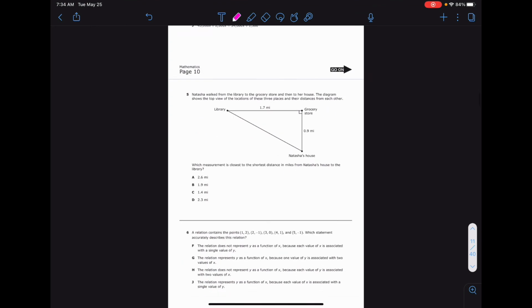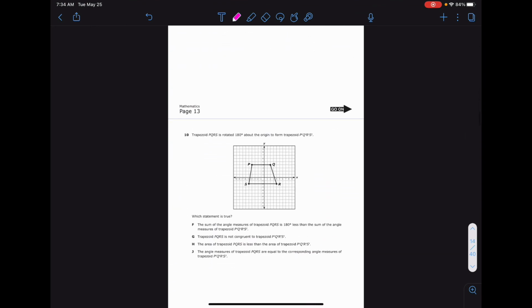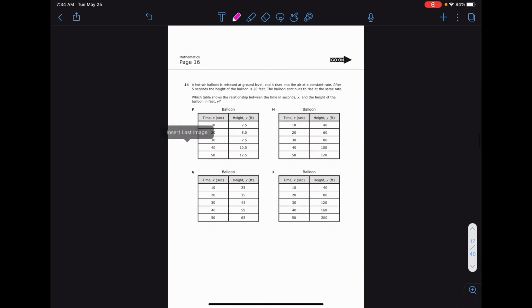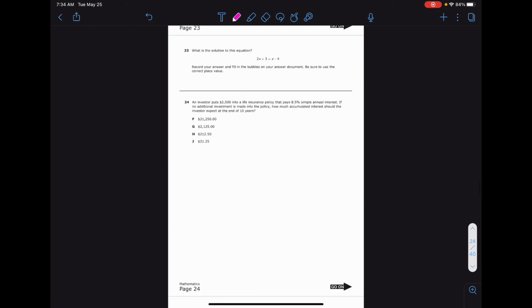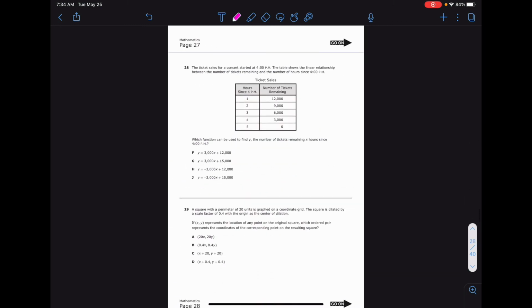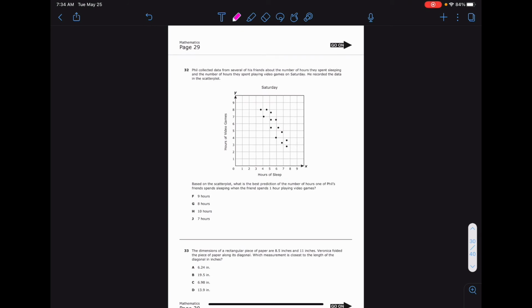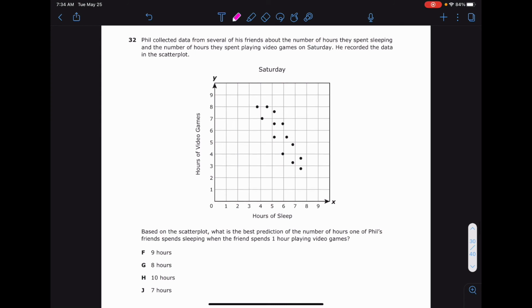Now let's do number 32. It says Phil collected data from several friends about the number of hours they spend sleeping and the number of hours they play video games. So él agarró datos de cuando jugaron y cuando dormieron. Based on the scatter plot, remember this is a scatter plot. What is the best prediction? ¿En qué predictan? The number of hours one of Phil's friends spends sleeping when the friend plays 1 hour.